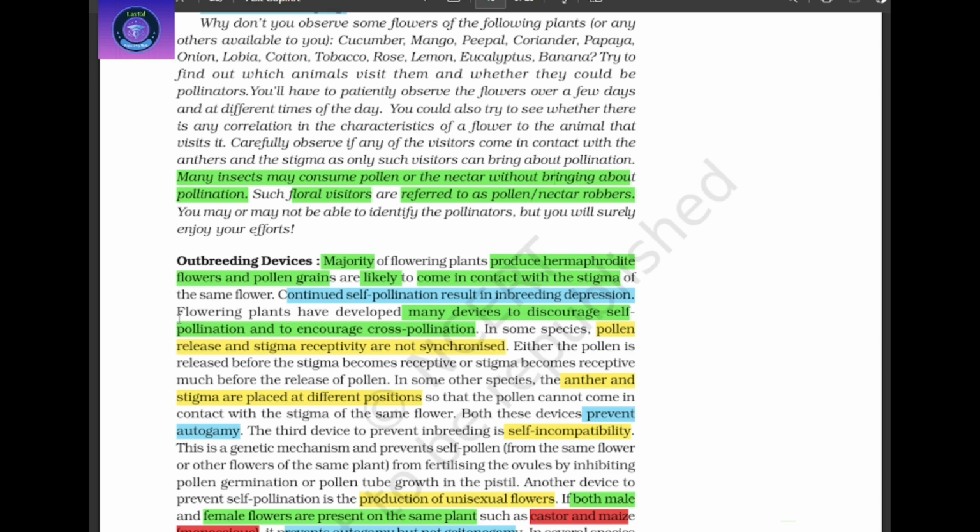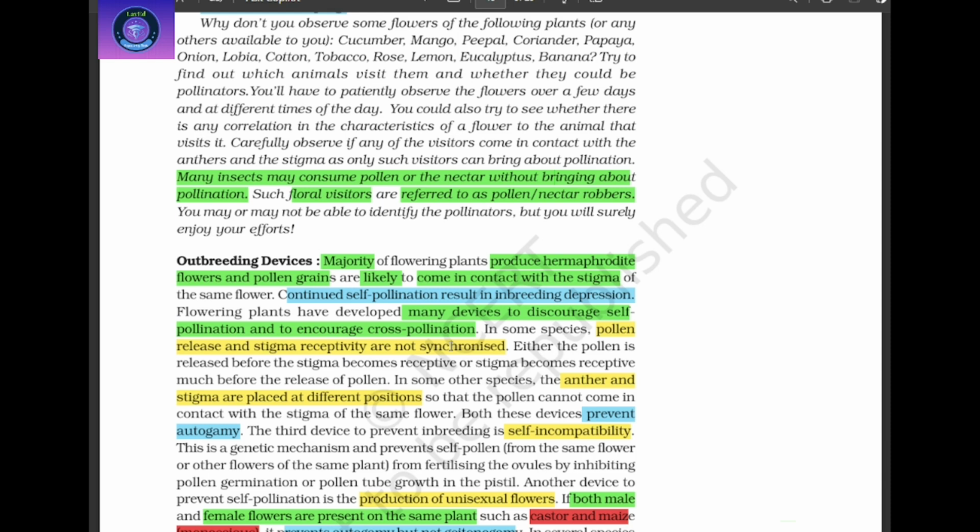Similarly, in flowers also, self-pollination will lead to inbreeding depression. That is the main reason why outbreeding devices are there: to promote cross-pollination where the chances of self-pollination are maximum. So flowering plants have developed many devices to discourage self-pollination and to encourage cross-pollination.